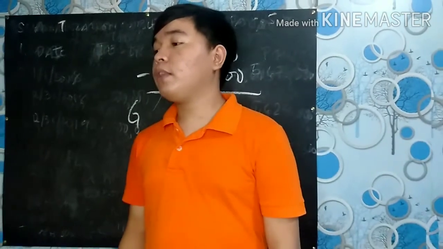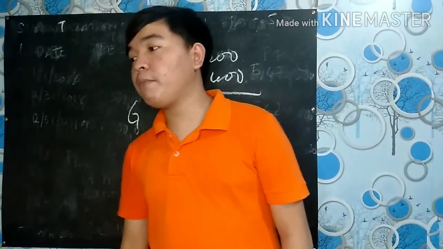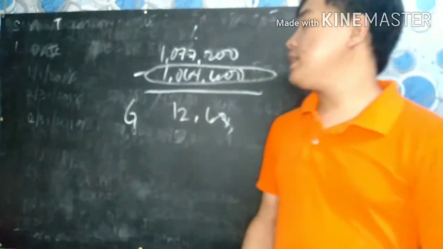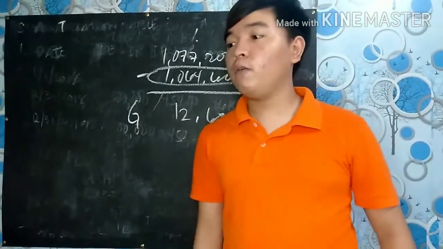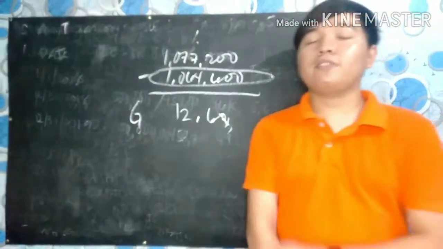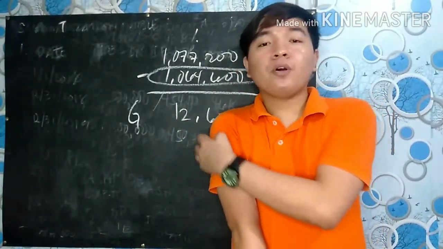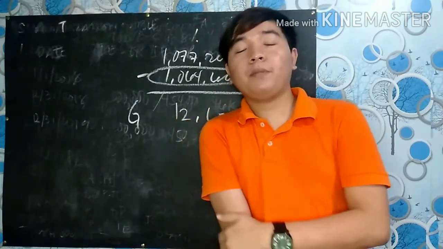Number 4, what is the carrying amount of the bonds payable on December 31, 2017? Of course, ito na po yun mismo. The answer is letter A, 1,064,600. So, salamat po sa pakikinig. Tapos na po tayo sa bonds payable. So, I hope may natutunan po kayo.